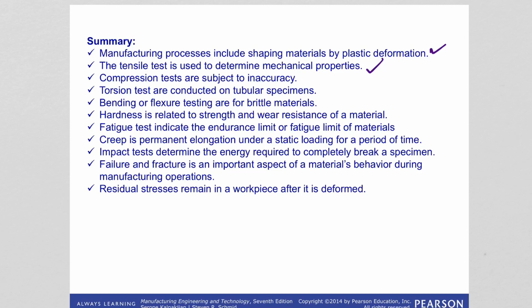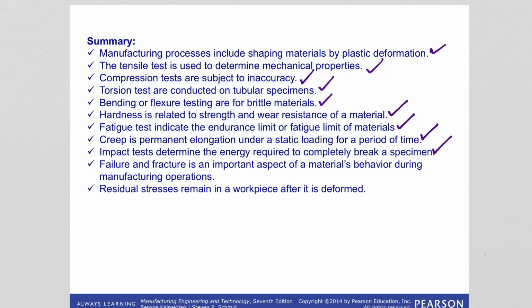And compression tests, we said, are not very reliable, and torsion tests can be performed if the part is going to be exposed to shear stresses. And for brittle materials, bending or flexure testing is available. And hardness is a property that is related to the strength of the material and wear resistance of the material. Fatigue tests are giving us the endurance limit, and creep is a permanent elongation under static loading for a period of time. Impact tests are giving us the energy required to break a sample.